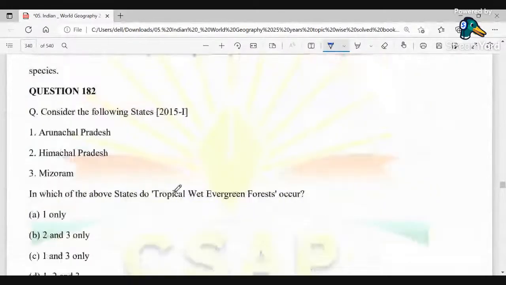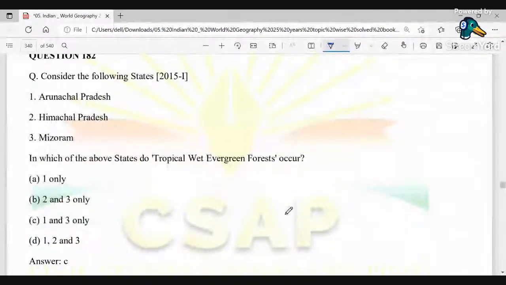Okay, consider the following states: Arunachal, Himachal, Mizoram. In which of the above states does tropical wet evergreen forest occur? Here you have been given some options. The option is C, that is 1 and 3. In all these respective states, the tropical wet evergreen forest can be found. That is the C option.